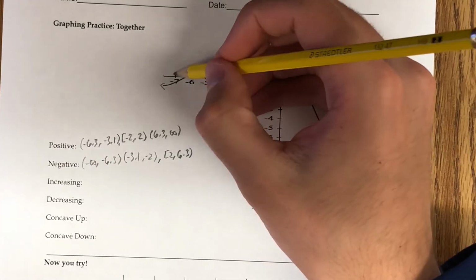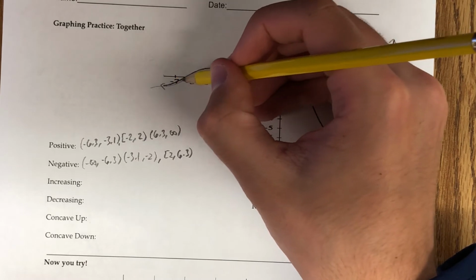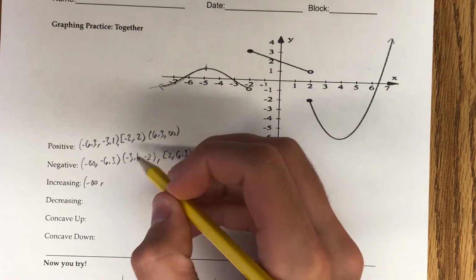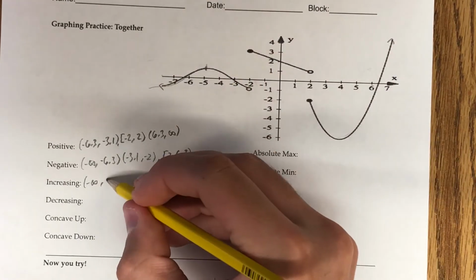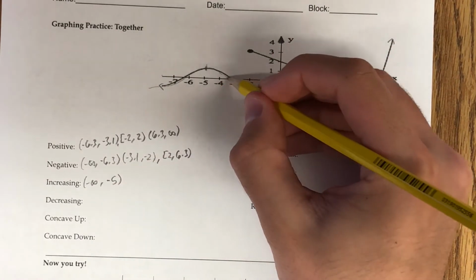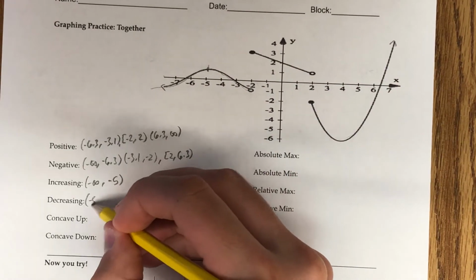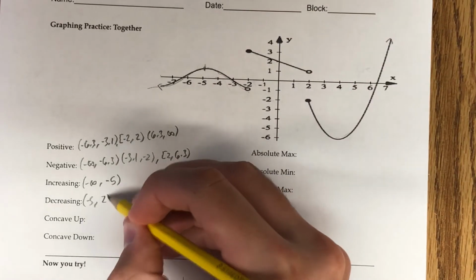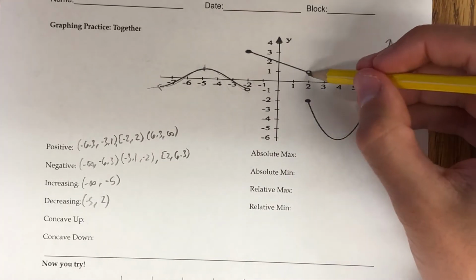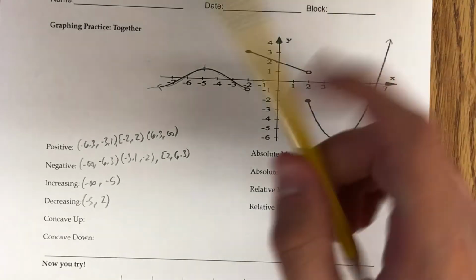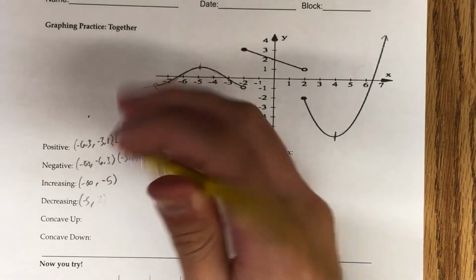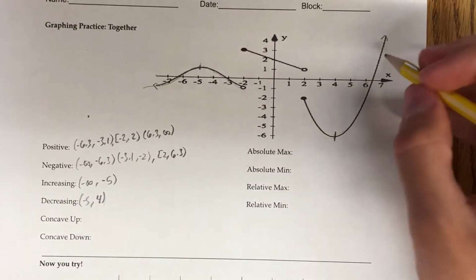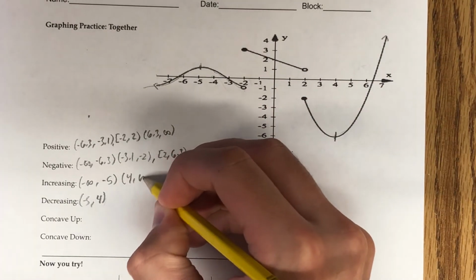Increasing and decreasing, so it's increasing, it's going up and up and up from negative infinity up until about negative 5, we'll call it. Then from negative 5 to negative 2, it is decreasing, but it's still decreasing through all the way to 2. And still decreasing all the way to about 4, so negative 5 to 4 would apply for decreasing here. And then it increases from 4 up to infinity.